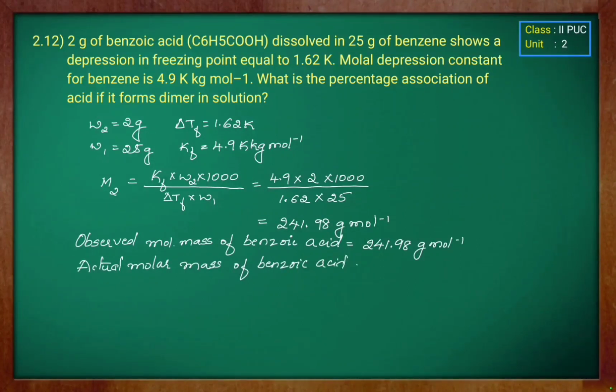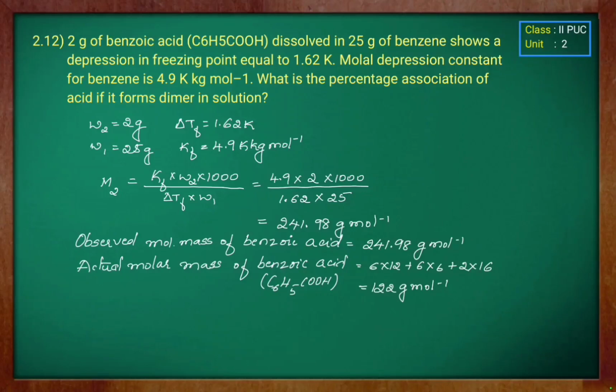So the formula for benzoic acid is C6H5COOH. So we have 6 carbon atoms, 6 hydrogen atoms and 2 oxygen atoms. So the molar mass is 122 gram per mole. So we observe the abnormality in the molar mass when it is added to benzene.